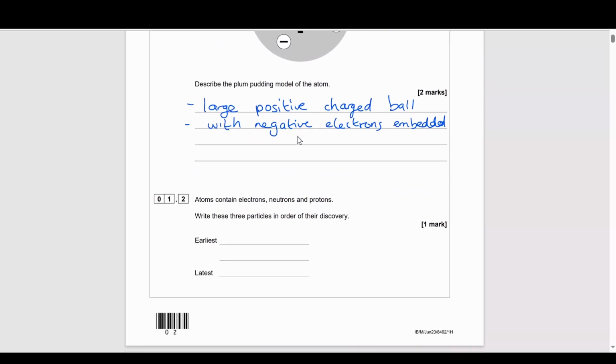1.2. Atoms contain electrons, neutrons, and protons. Write these three particles in order of their discovery. Well, as we put in our answer for our previous question, we have identified electrons at this point, so that will be our first subatomic particle discovered. But then, after that, it would be through the work of Rutherford that we'd be able to identify the positive charge particle, which is called the proton. And then lastly, discovered by Chadwick, would be the understanding that there are neutrons.